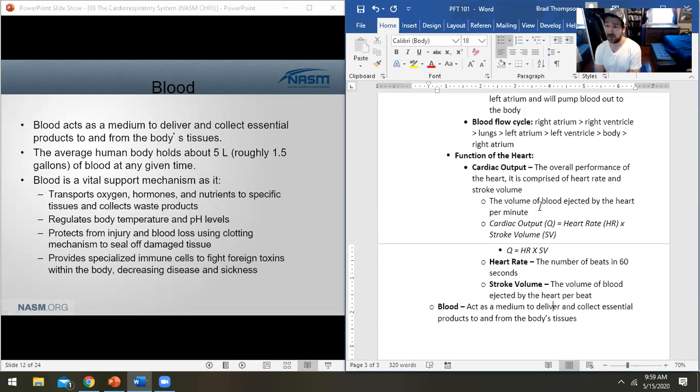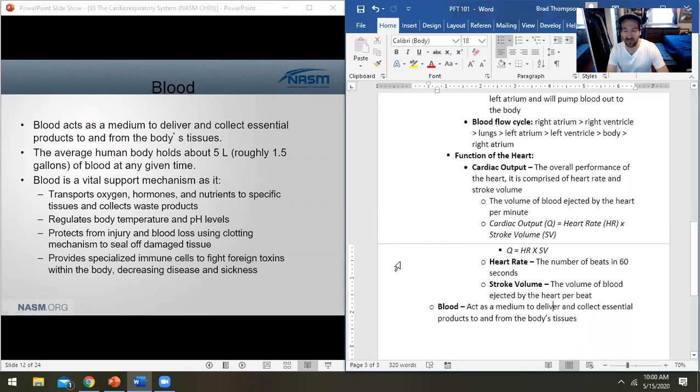It's also going to help you regulate your pH levels, right? By transporting water wherever it needs to go. That way we don't get too acidic or too basic throughout the body. It's going to protect you from injury, like if you cut yourself and blood starts leaking out, it has this really cool ability to coagulate and turn into a scab basically. That keeps all the blood plugged inside of your body. It's like plugging a hole in a rowboat.